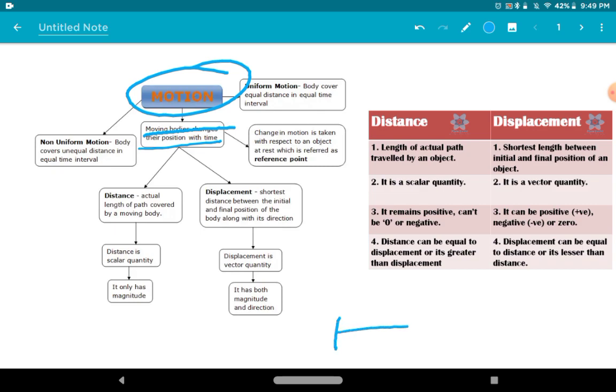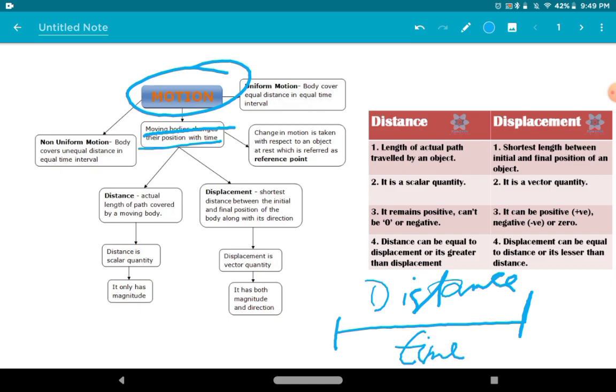That means the distance is changing over a particular amount of time. एक particular amount of time में distance change करना is known as motion. Motion can be of two types: uniform motion and non-uniform motion. In uniform motion, a body covers equal distance in equal time intervals. एक पर्टिकुलर टाइम में एक पर्टिकुलर डिस्टेंस ट्रेवल्ड इज नोन एज यूनिफॉर्म मोशन.